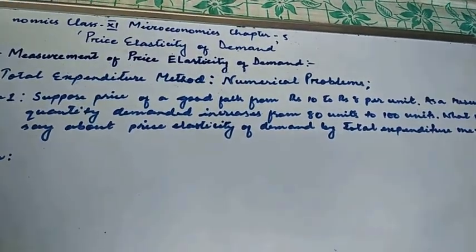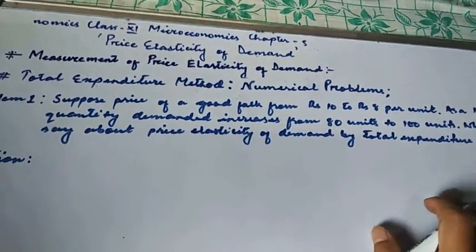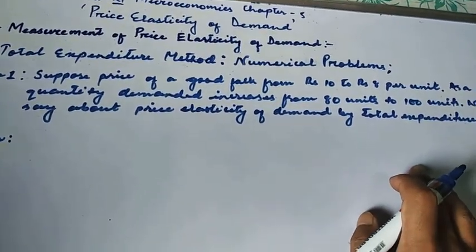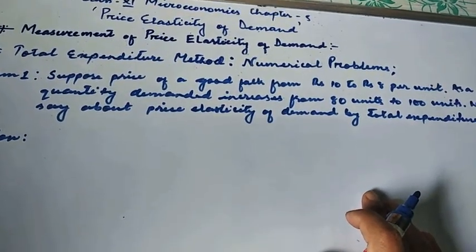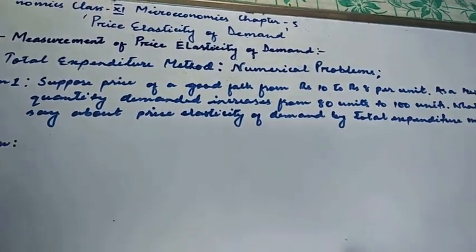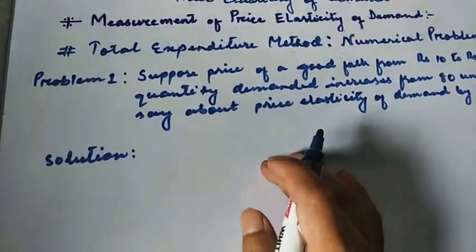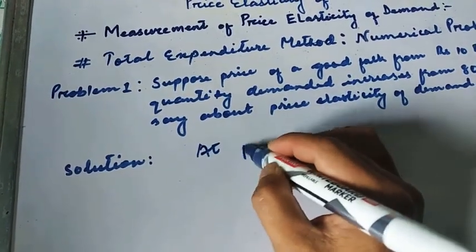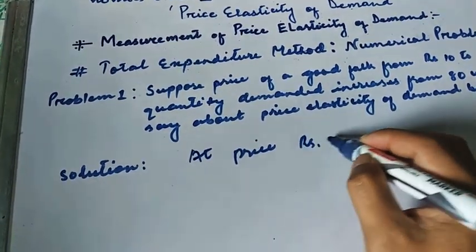The question is saying that the price of a good has fallen from rupees 10 to rupees 8 per unit, and because of this fall in price, quantity demanded has increased from 80 units to 100 units. So what can we find out from this? What can you say about price elasticity of demand through the total expenditure method? So let us calculate this. What is given here? So, solution: the first price is rupees 10.